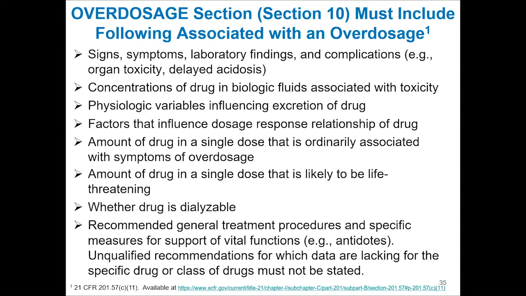So general treatment measures. As you know, we don't have many antidotes. Obviously, we have flumazenil for benzodiazepines. We have naloxone for opioids, and there are a few others. But if we have antidotes, we want to include this information. We want the standards for treatment to be qualified. So we're not going to put anything in section 10 about treatment procedures.